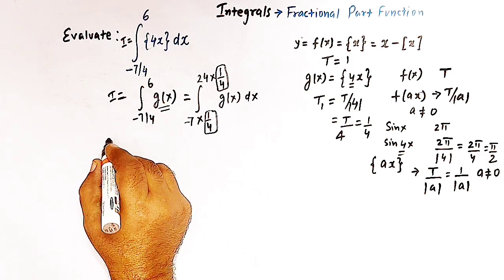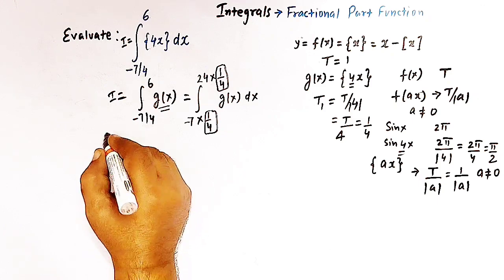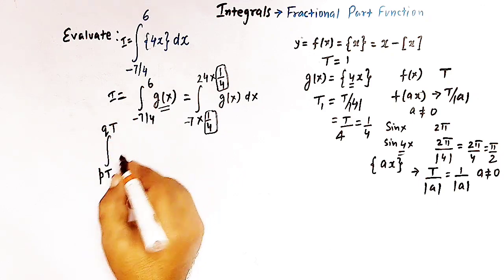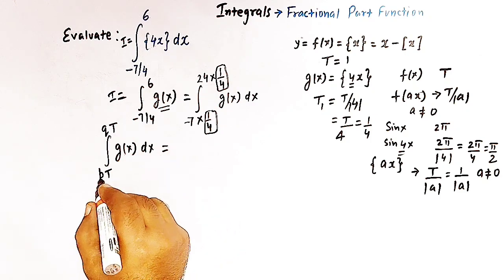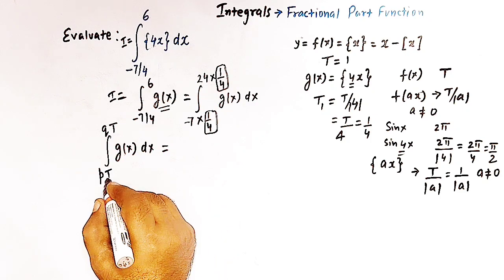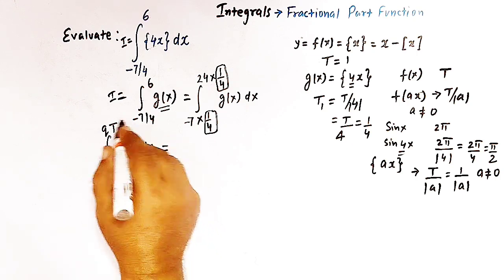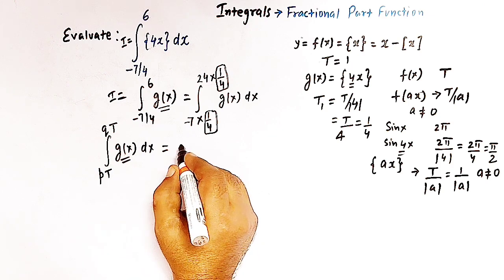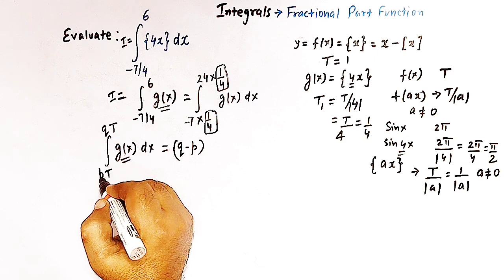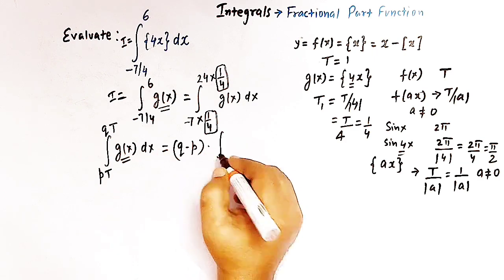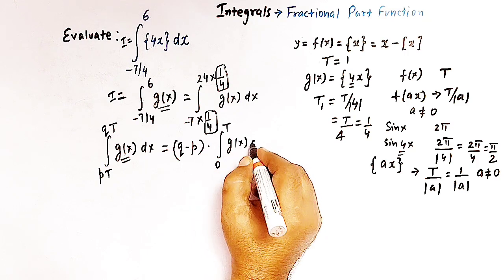Now see, we know this property, that is, if we have here p times t, and here we have q times t, and here we have a function say g of x, right? And p and q are some integers, and t is the period of this function g of x. So this integral can be written as q minus p, that is difference of these two integers, times the integral from 0 to t of g of x dx.